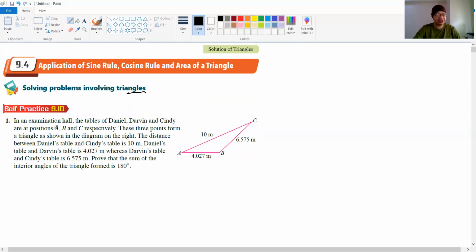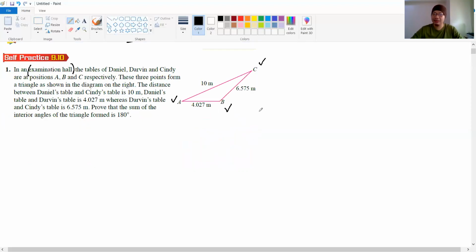In the examination hall, the tables of Daniel, Darwin, and Cindy are at positions A, B, C. The diagram is already given, so there should be no problem. From the diagram itself, we can see that the distances AB, BC, and AC are also given. Wow, everything is given already except the angles. Now let's read the question.